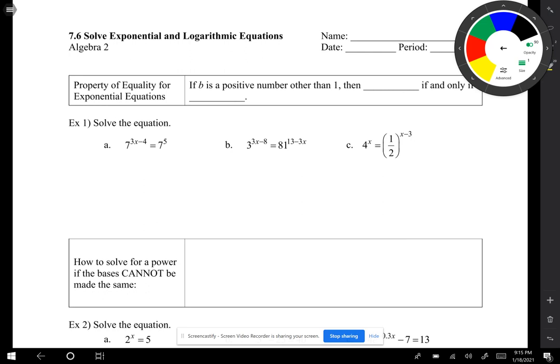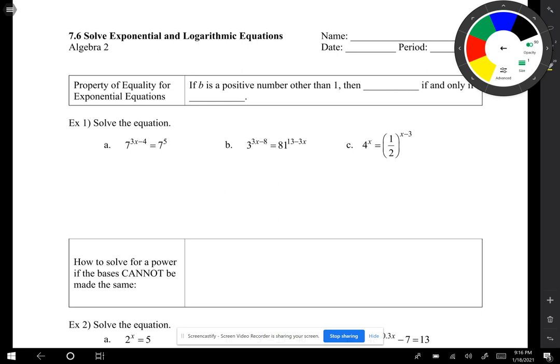Hello, Algebra 2 students. Today we will be doing 7.6 notes, solve exponential and logarithmic equations. There are several properties of logarithmic and exponential equations that will help you solve it. The first one of these is called the property of equality for exponential equations.